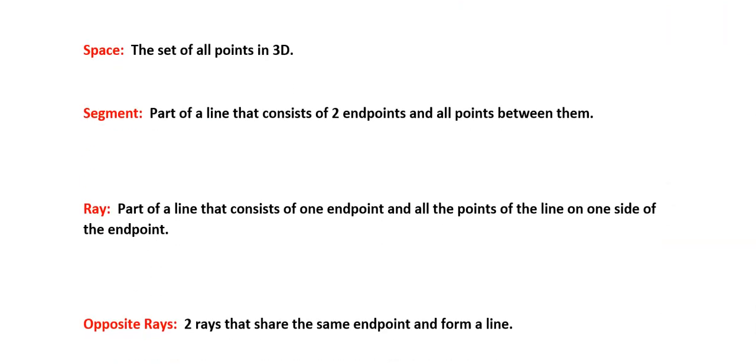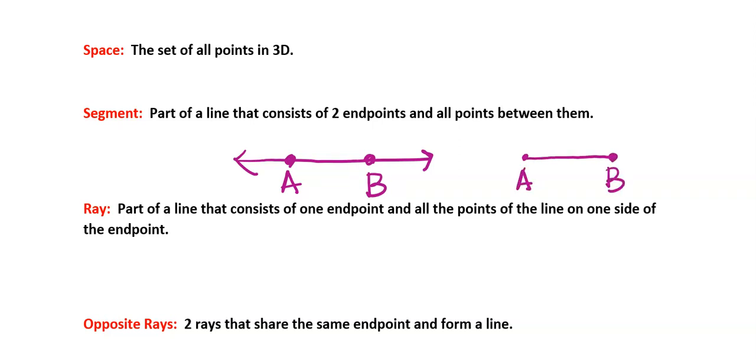A couple more terms. Space is the set of all points in 3 dimensions. A segment is a part of a line that consists of 2 endpoints and all the points in between them. A segment, if you take a line, and let's just put the points A, B on it, the segment is this part of it. Okay, and the way we name that is just this, AB with a segment symbol. There's no dots, there's no arrows, or we can say segment BA, either one of those.